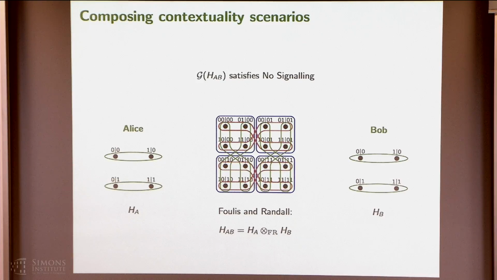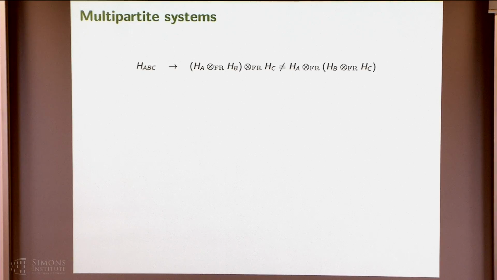Now, even though this is really nice, one can be a bit ambitious and say, well, this is for two systems. What happens if we have more parties involved in the experiment? What happens if we have three different contextuality scenarios and we want to combine them to form just one? And there we ran into problems because the fully Randall product is not associative. So it depends on where you put the brackets what hypergraph you obtain in the end.